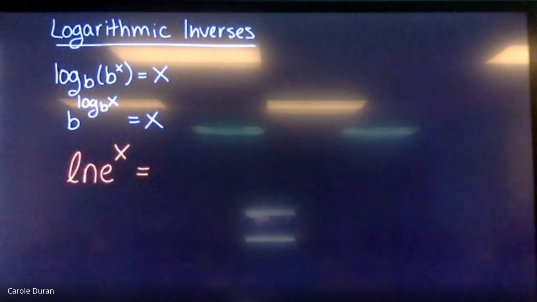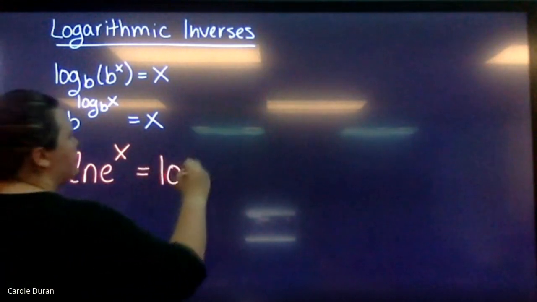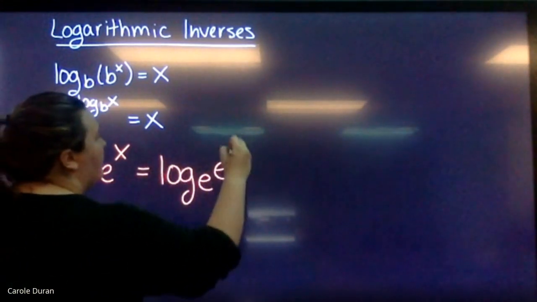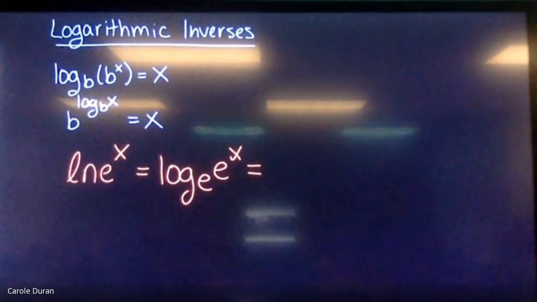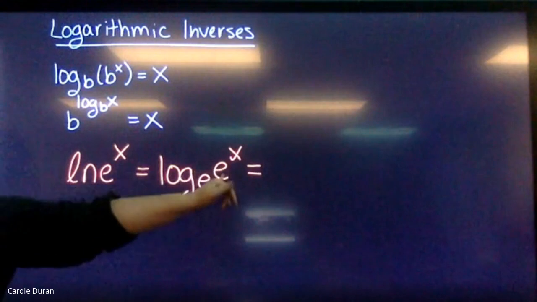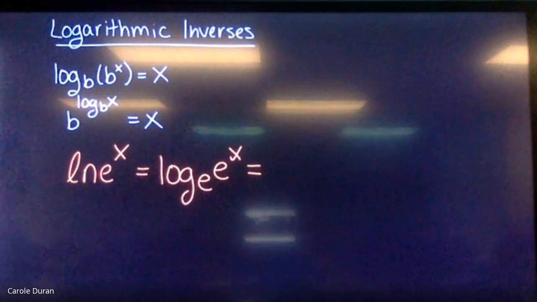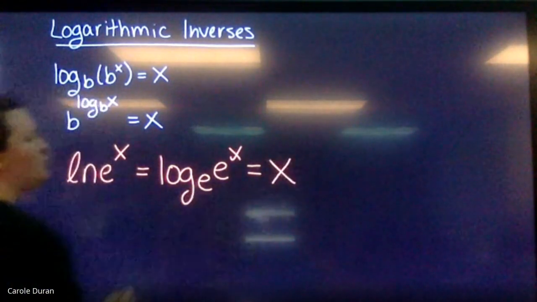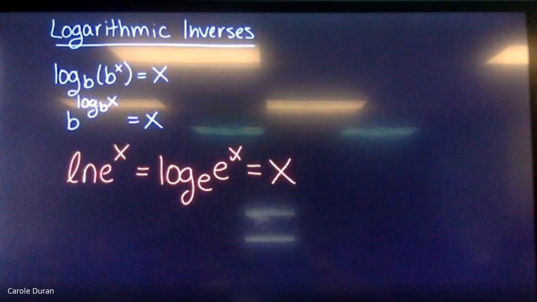If I have natural log of e to the x, I know that natural log and e are going to cancel, because natural log is the same as log base e of e to the x, which is a prime example of how when the base of my logarithm and the base of my exponent are the same, they cancel, leaving just the x, or whatever variable or number is there.